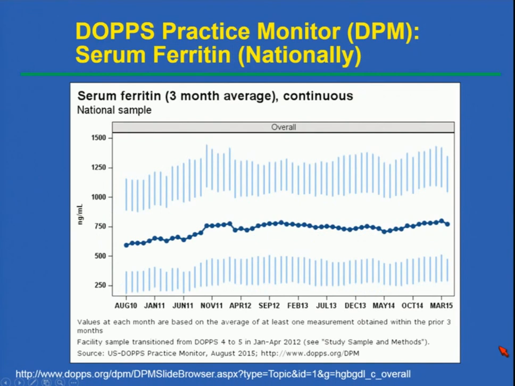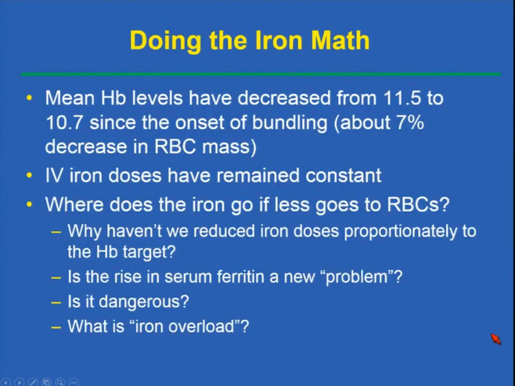On the other hand, the serum ferritin levels have gone up significantly from a baseline of around 600 in late 2010 to approaching 800 in the early part of this year. Now, this serum ferritin obviously is a concern to many people, and as I showed you, the mean hemoglobin levels decreased from around 11.5 to 10.7, which is around a 7% decrease in red blood cell mass. The iron doses, as you saw, have remained relatively constant at around 200 milligrams per month.